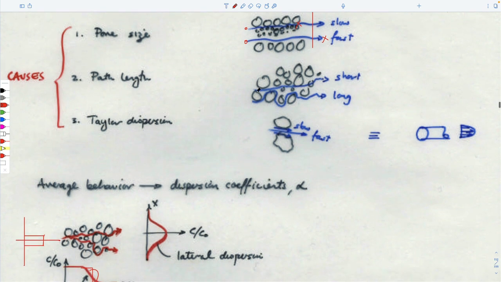It could travel on a straight path or a tortuous path, and that would also give this effect. Or at even micro scale, you could think about it flowing within the individual capillaries. We know that the flow velocity distribution within a tube is a zero velocity boundary condition at the wall and a maximum velocity at the center of the tube, which is parabolic. And so something that starts off here will travel at zero velocity. Something that starts off here at time zero will travel at maximum velocity.